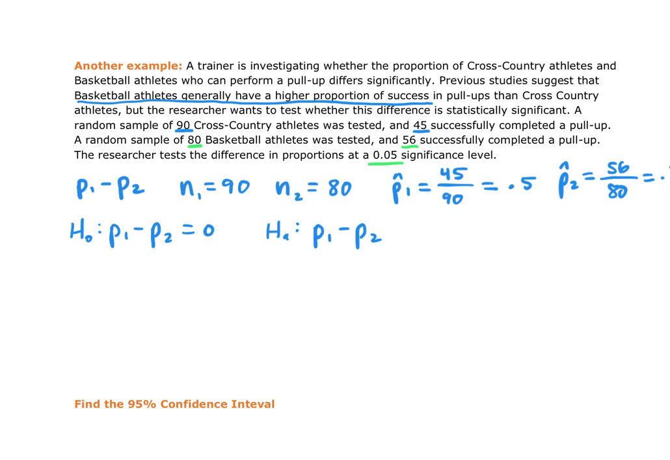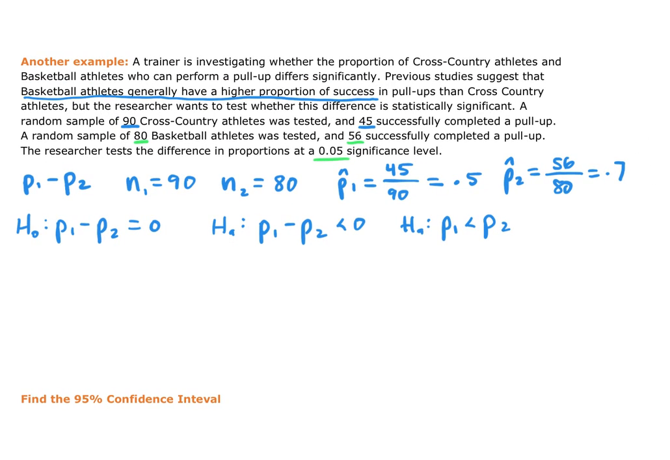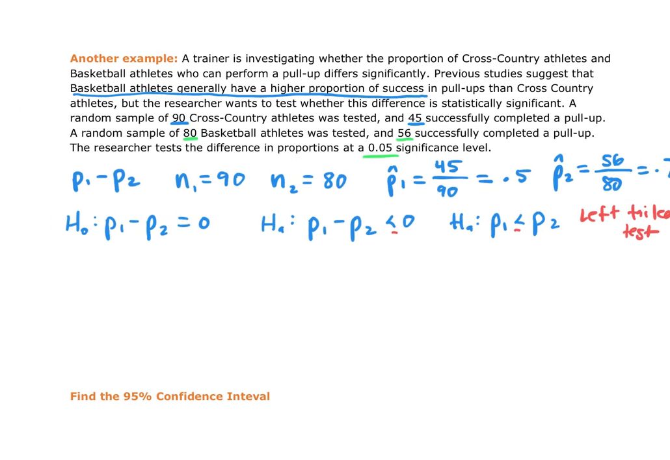That means that our P1, which is the cross-country proportion, is less than the basketball proportion. So the difference would be less than 0, because this corresponds to saying the proportion of cross-country is less than the proportion of basketball. Two ways of saying the same thing. So we have a left-tailed test, so we can make a note of that: left-tailed test, because we have a less than in our alternate.